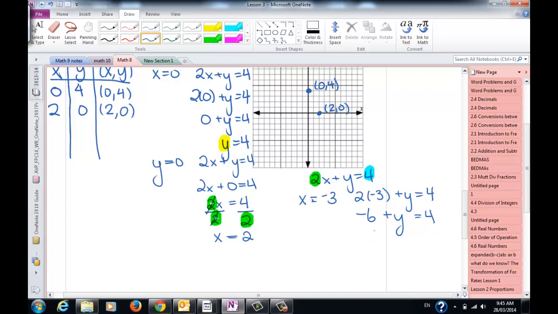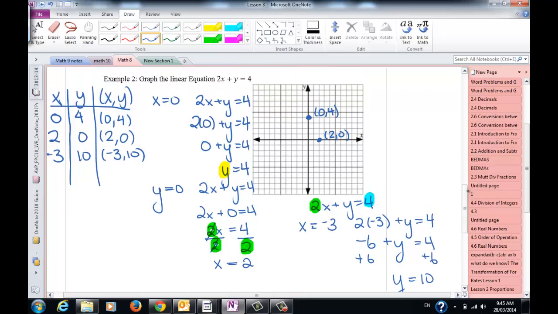And then because I'm trying to solve for y, I'm going to add 6 to both sides. And I get y equals 10. So when x equals negative 3, y equals 10. My ordered pair is negative 3, 10. And on my graph, I start at my origin, and I'm going to count over negative 3 and up 10. And I'm going to label it, and then I'm going to put my line through it.